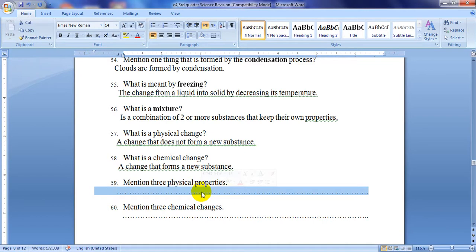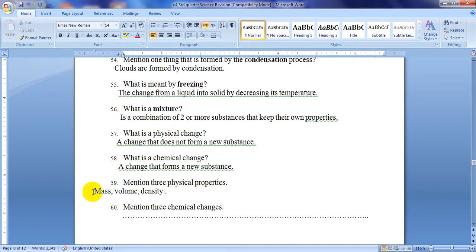The next one, mention 3 physical properties. We have just answered this question. What are some examples or 3 examples of physical properties? We said color, shape, size, hardness, mass, volume, density, and we have many other physical properties that we can observe or measure.